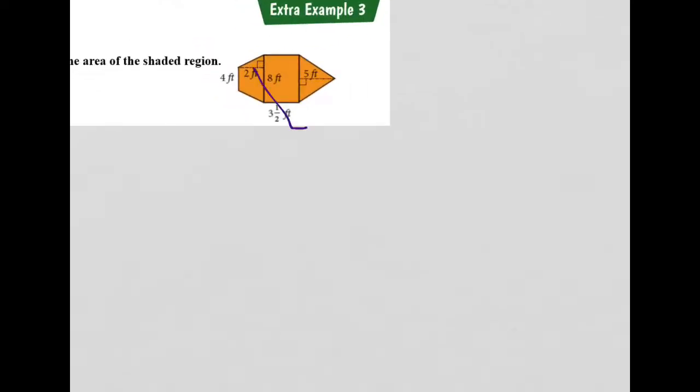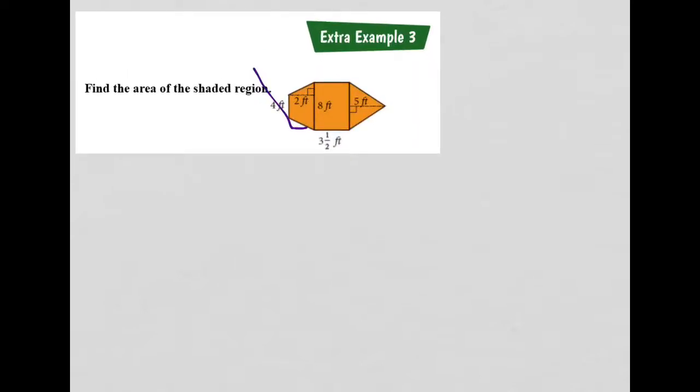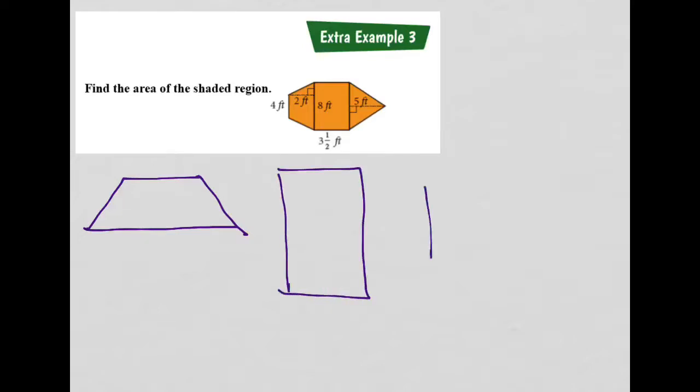Now, this question was a little bit more difficult, and that's okay. We're going to go through it piece by piece. So, I have what looks like a trapezoid, so I'm going to draw my trapezoid, but I am going to cut it, and then I have a rectangle, and then I have another triangle. So, I just took the trapezoid and I turned it sideways.